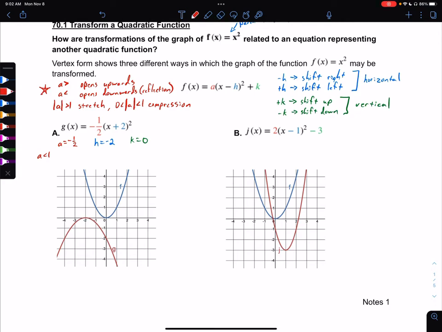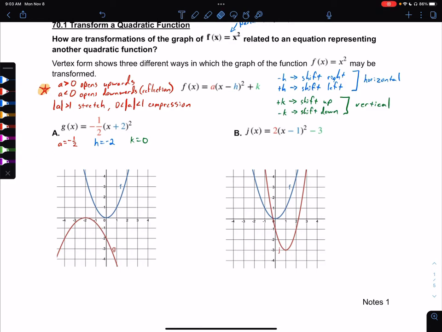Let's fix that. If A is greater than 0, it opens upwards. If A is less than 0, it opens downwards. I was getting ahead of myself with the stretch and compression. So that should be greater than 0 and less than 0. I apologize for that. So going back to problem A, gotta fix this too now.